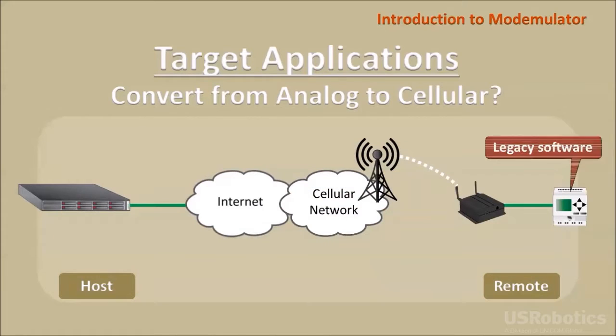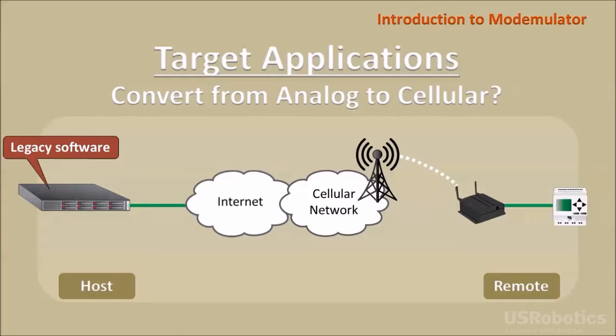The legacy software running on a remote processor will try to initiate a connection by sending a dial command to the cellular modem, but cellular modems and gateways don't respond to a dial command. Also, the legacy software expects a ring indication to signal an incoming connection, but cellular modems and gateways don't send a ring indication. The host software expects to communicate with an analog modem over a serial interface, not over an Ethernet interface to the Internet.